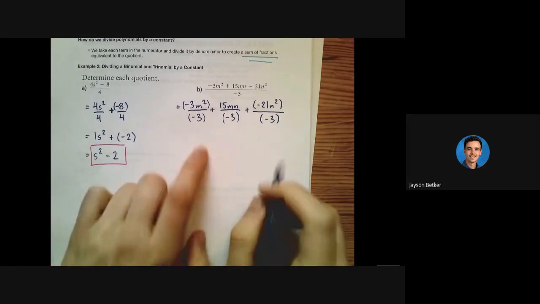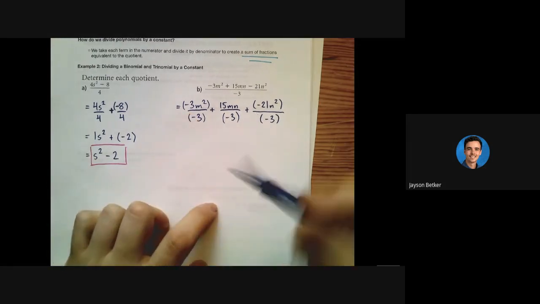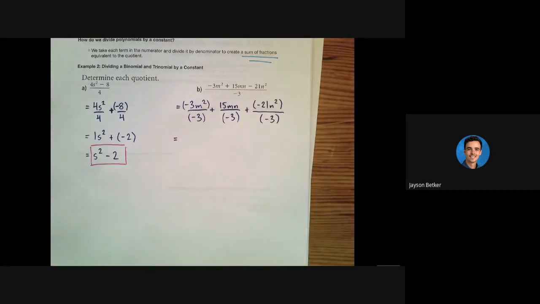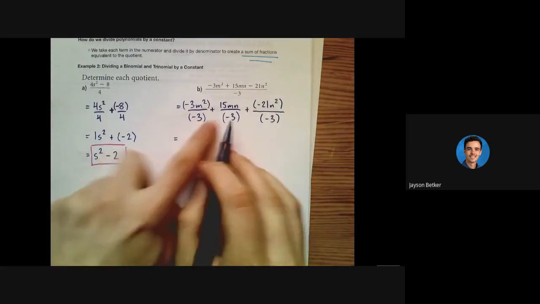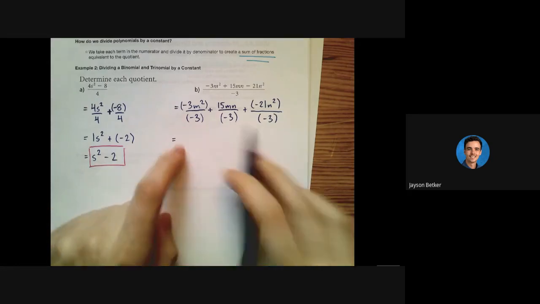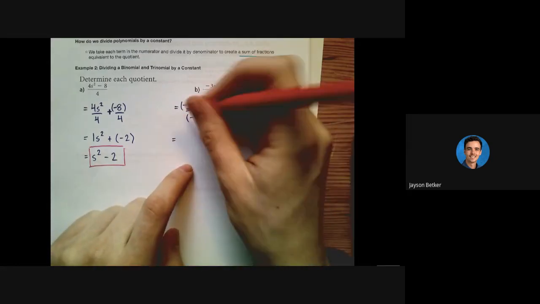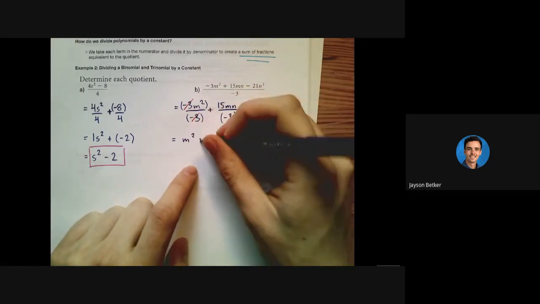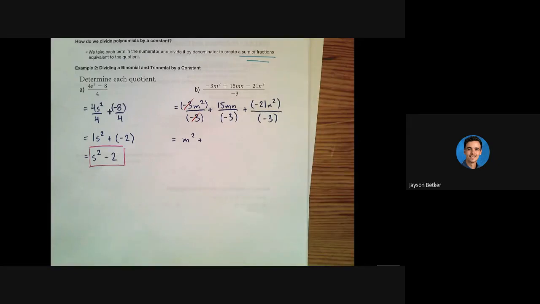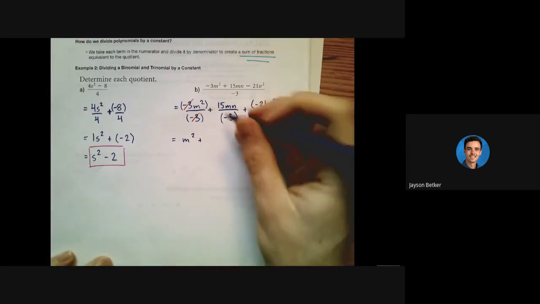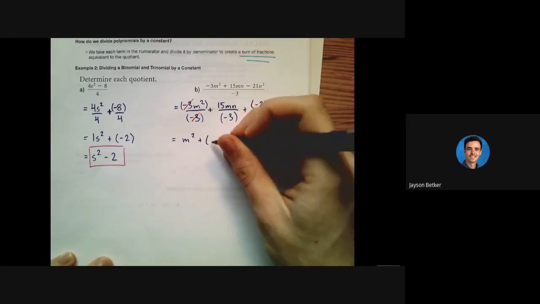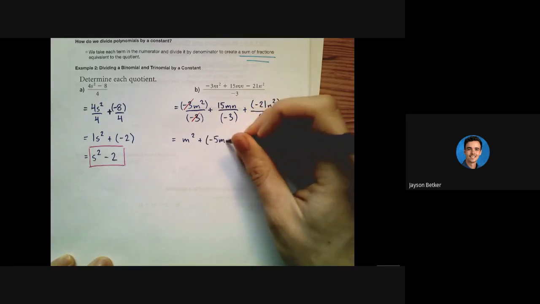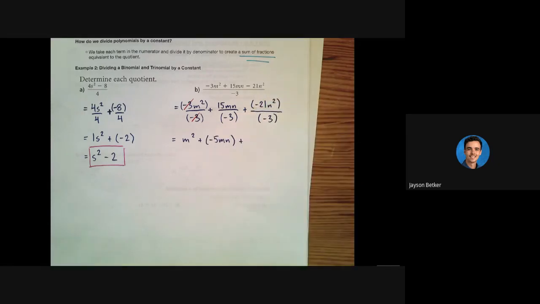By using brackets, it's now really clear where my double negatives are happening, right? So negative 3 divided by negative 3. We're simplifying all these. That's our last step. Negative 3 divided by negative 3, well, those actually just cancel, right? So we just end up with m squared plus, what's 15 divided by negative 3? Remember, a positive divided by a negative gives us a negative final answer. 15 divided by 3 is 5. So we should get negative 5mn plus negative 21 divided by negative 3.